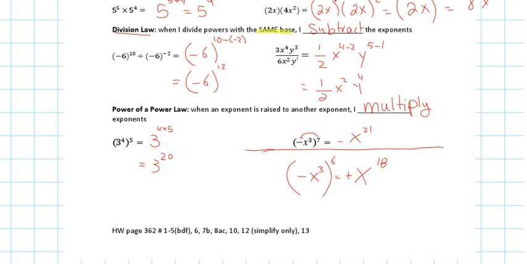So, 3 laws so far. If you're doing the multiplication law with the same base, you add your exponents. Division law, with the same base, you subtract your exponents. Then power of a power, you multiply the exponents.